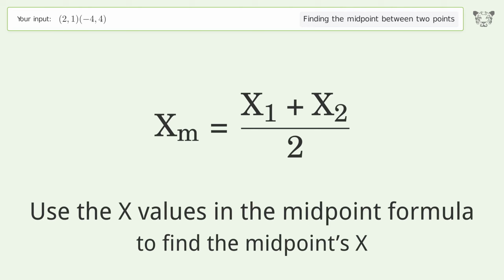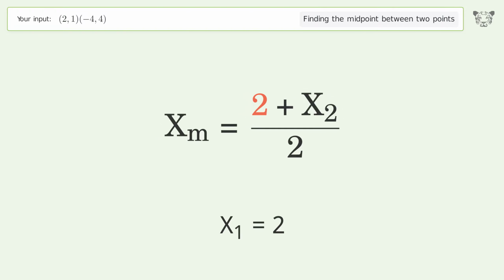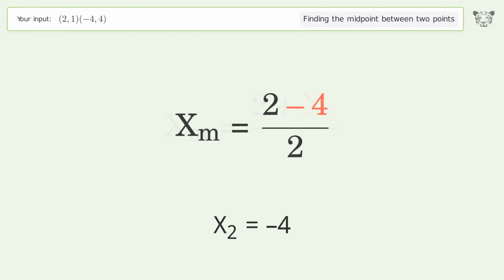Use the x values in the midpoint formula to find the midpoints x. x1 equals 2. x2 equals -4. Simplify the arithmetic.